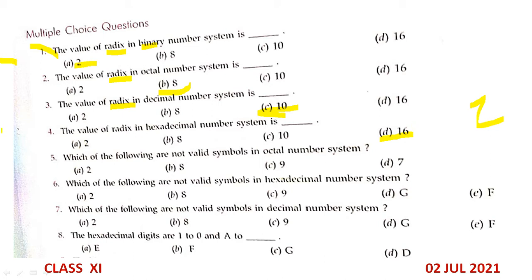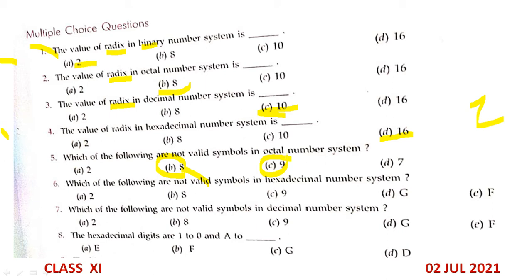Next question, which of the following are not valid symbols in octal number system? As the radix is 8, the number of symbols allowed is 8, that is 0 to 7. Therefore, whatever digit value is within 7 is allowed, like 0, 1, 2, 3, 4, 5, 6, 7. Above the value 7, those are not valid symbols in octal numbers. So accordingly, the answer is 8 as well as 9. These both values are not allowed in octal number system.